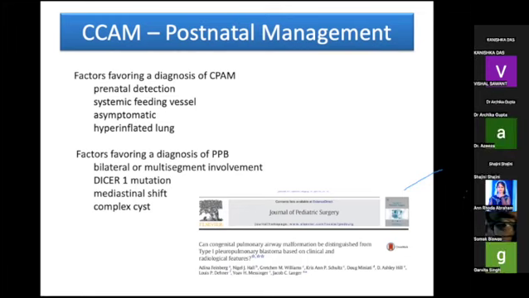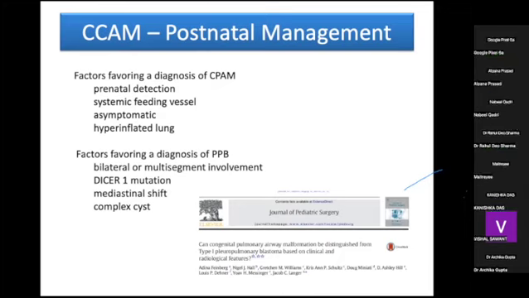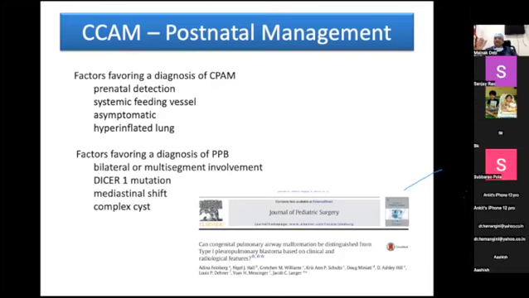factors which could help you determine whether a cystic lesion in the lung, predominantly antenatally detected, was tending towards a CCAM or tending towards a diagnosis of pleuropulmonary blastoma. And they put forward a few factors which you could use to bolster your argument for or against a surgery. So, if the child had a prenatal detection of a mass, had a systemic feeding vessel, was predominantly asymptomatic, or had a hyperinflated lung, those were the factors that would be more towards a CPAM rather than a tumor like a PPB, or a pleuropulmonary blastoma.